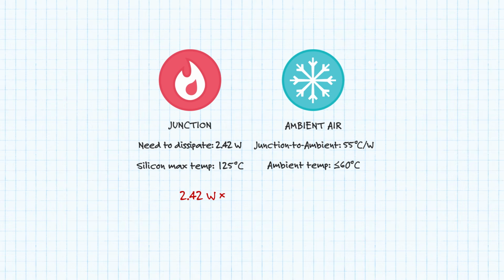Now, those numbers are all we need to figure out if our TO220 device will get too hot without a heatsink. We simply multiply the watts dissipated by our thermal impedance, or 2.42 watts by 55, which gives us 133.1 degrees. Add that to our ambient temperature of 60 degrees, and we get 193.1 degrees Celsius, well above the required 125 degrees. So that isn't going to work.